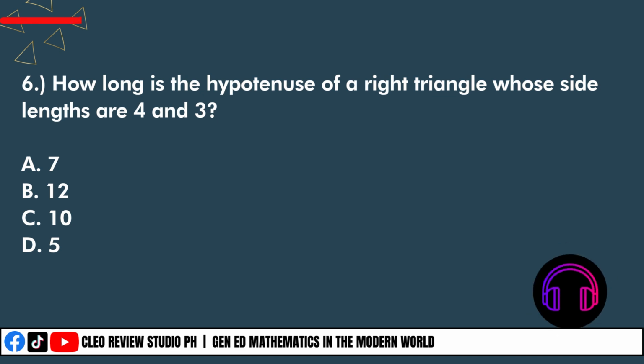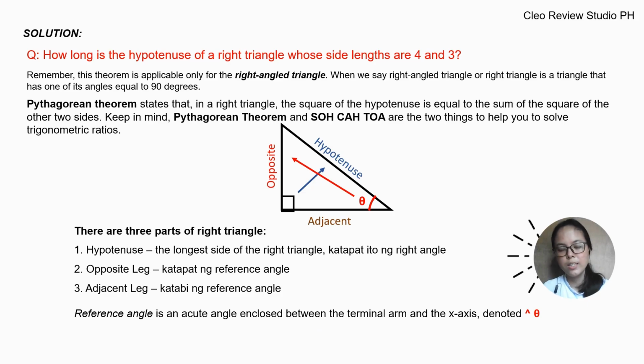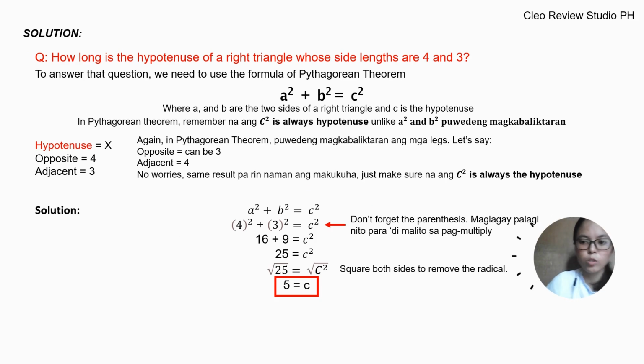Take note, iba-iba ang tanungan in terms of average or mean, so kailangan alam nyo ang basic how to solve this one. How long is the hypotenuse of a right triangle whose side lengths are 4 and 3? The correct answer is option D, 5. Once tinatanong ang hypotenuse ng right triangle or any legs of right triangle, we will use Pythagorean theorem.